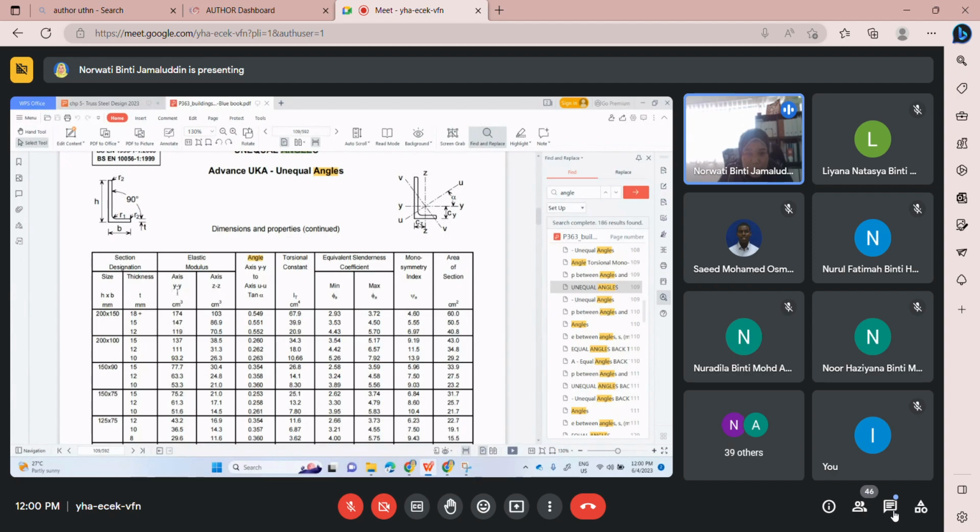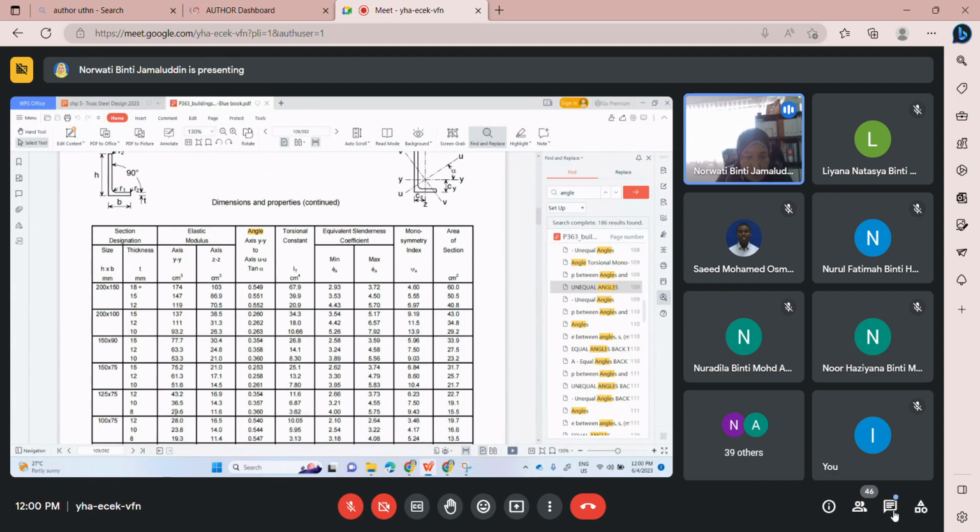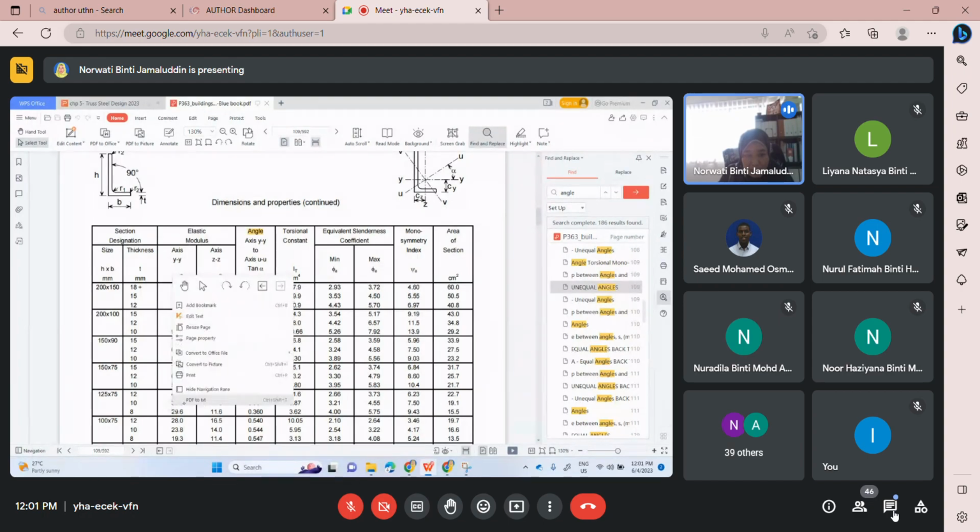So, for Y-axis. Okay? I know that the minimum value that I can go is 31.1. So I cannot choose 29. So the closest one will be 36.5.